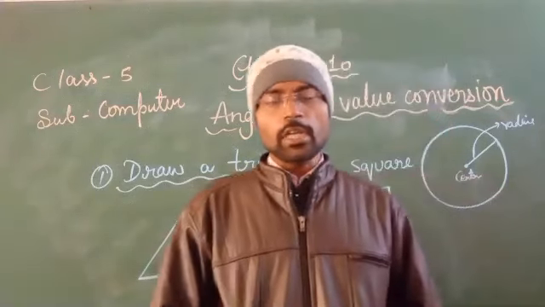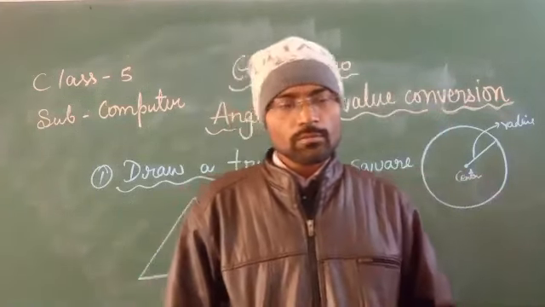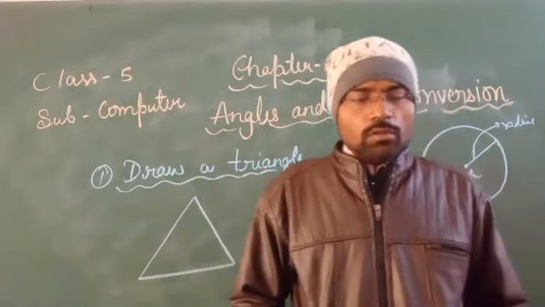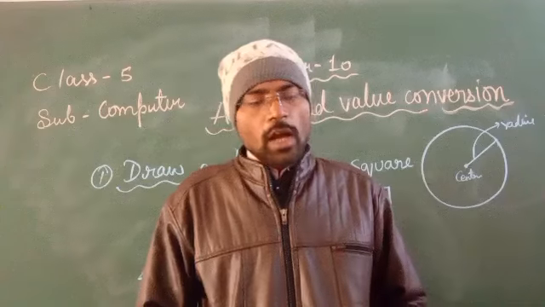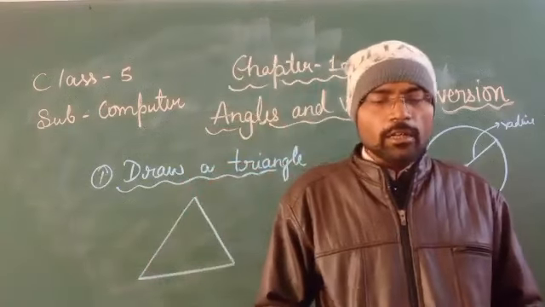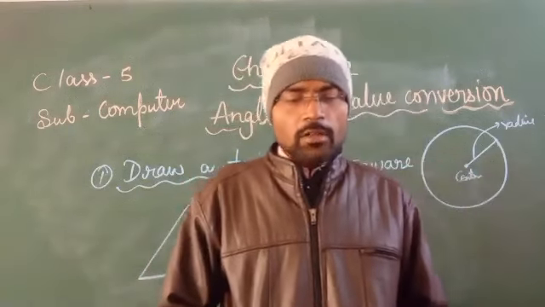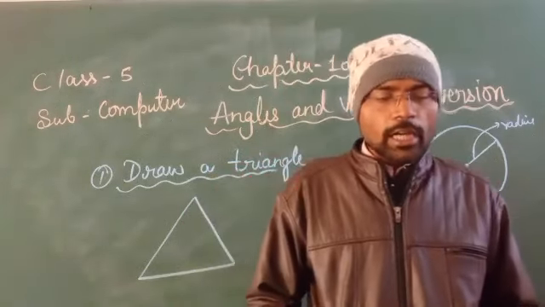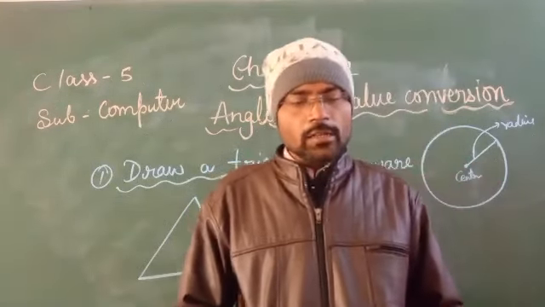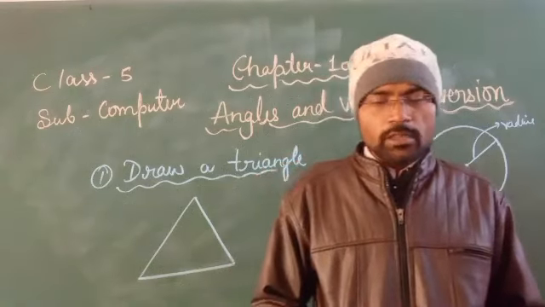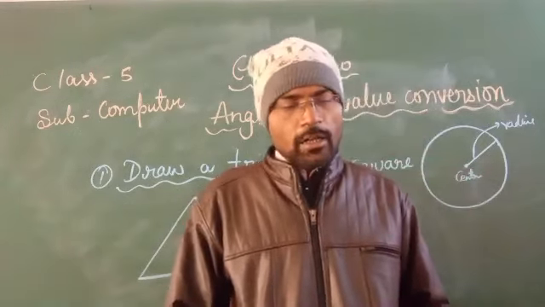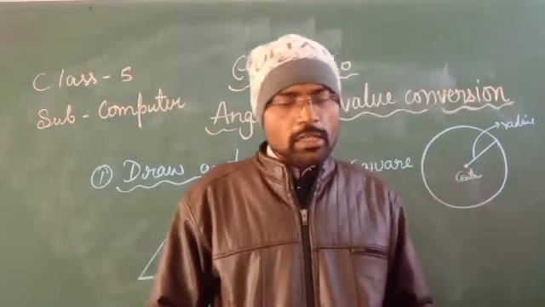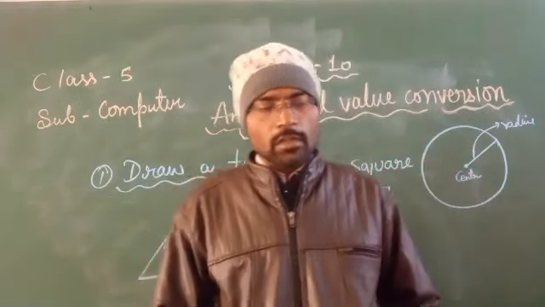Next value is string value. Students, string values are a sequence of one or multiple characters like alphabets, numbers or symbols. They can be used to declare names, addresses or descriptions of variables. Any character or set of characters under quotation marks is considered a string.